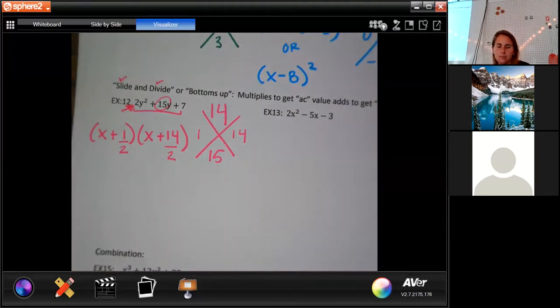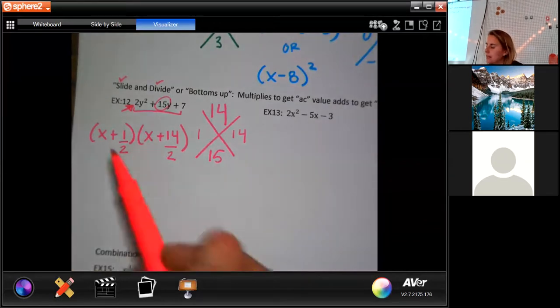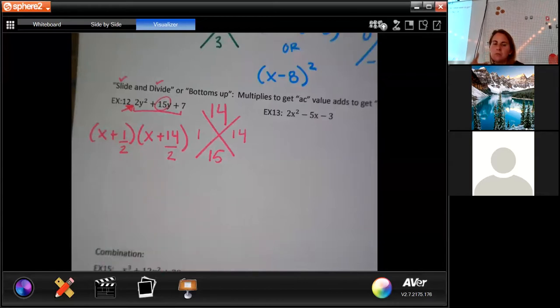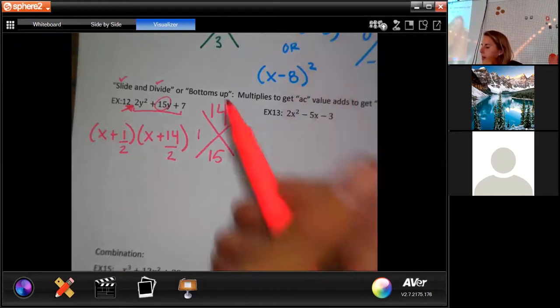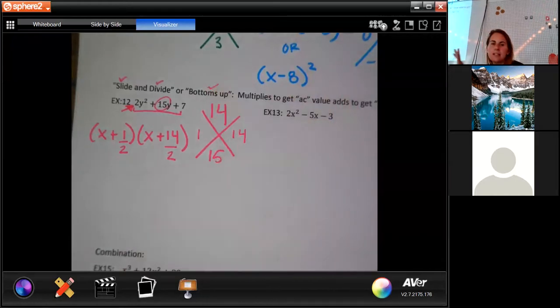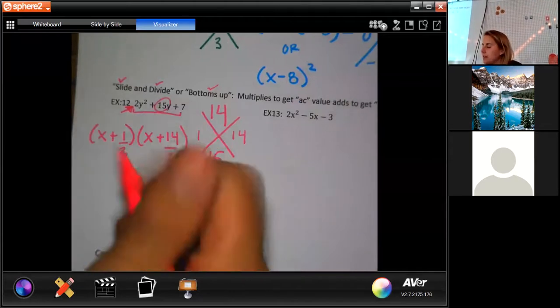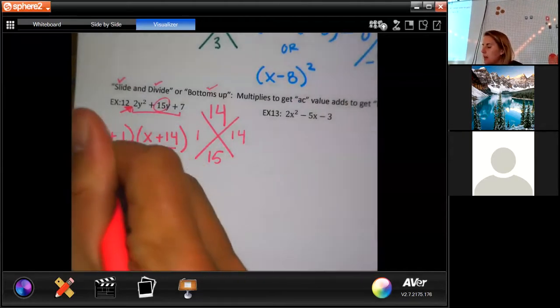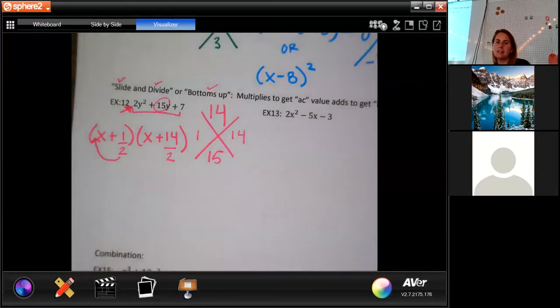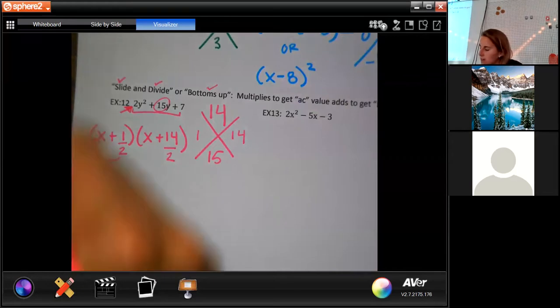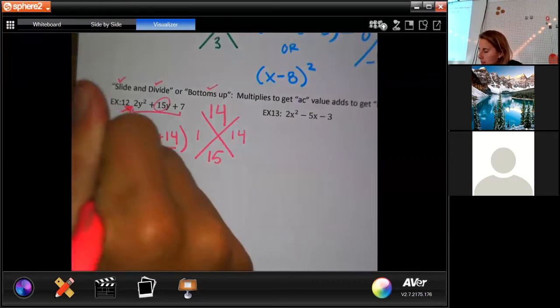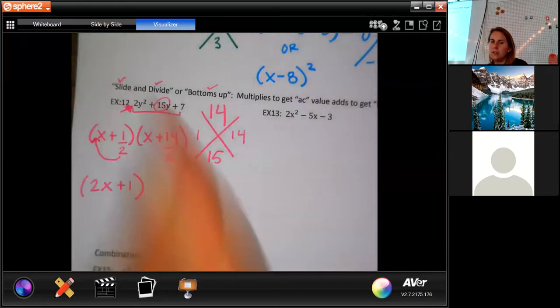All right. Now, does 1 divide by 2 nicely? No, you end up with like a decimal. And that's where the bottoms up comes in. So if it doesn't divide nicely, you can't reduce it or anything. You take whatever is on bottom and you put it in front of the X. Still inside the parentheses, still inside that factor, it just goes in front of the X. And so now this factor is 2x plus 1.